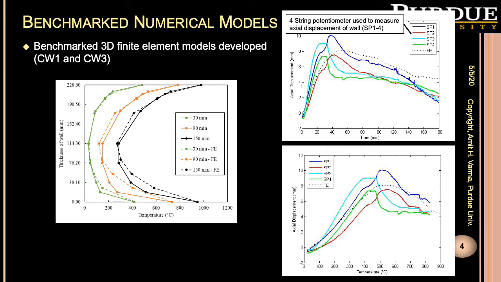To benchmark the finite element models, the measured surface temperatures were applied to the thermal model. On the left figure, the measured temperatures across the wall thickness at three time instances for specimen CW1, as an example, are compared with the obtained temperatures from the finite element analysis. The difference in the temperatures within the 0 to about 80 millimeter of the wall thickness is related to the moisture migration within the wall thickness.